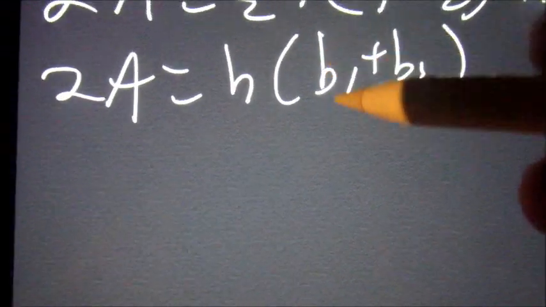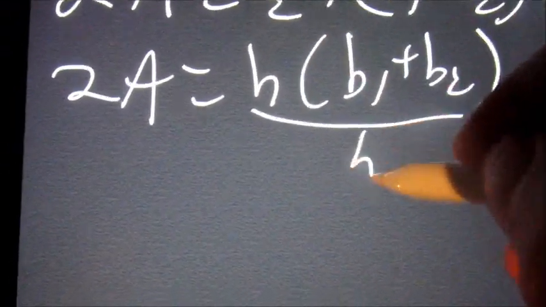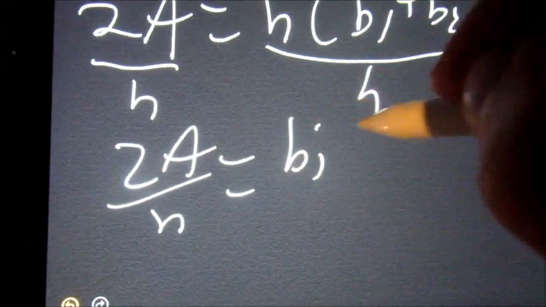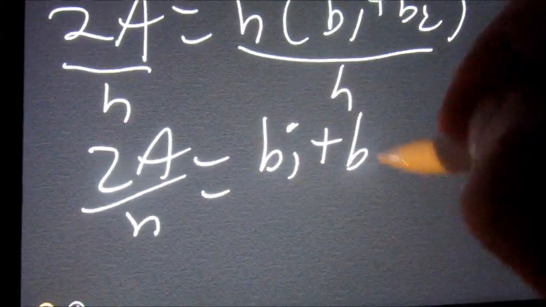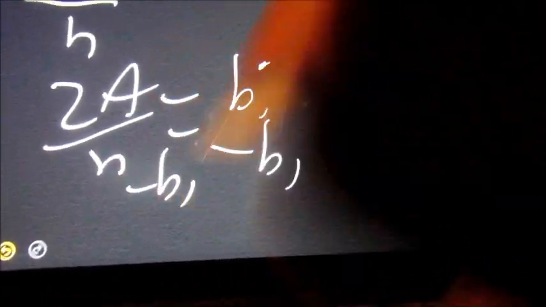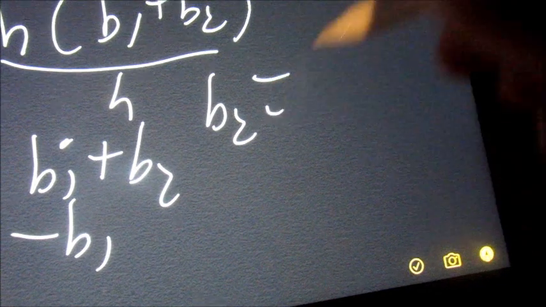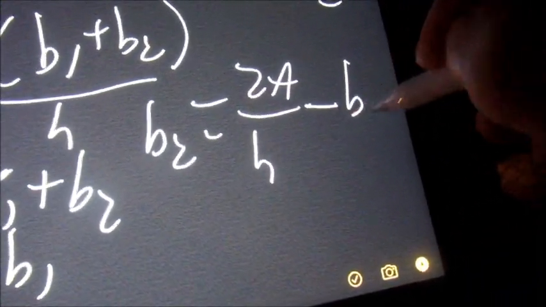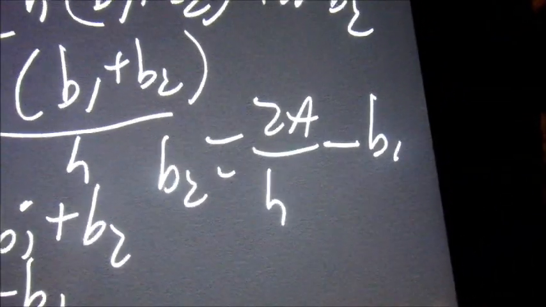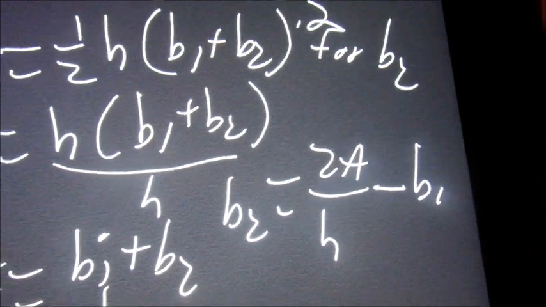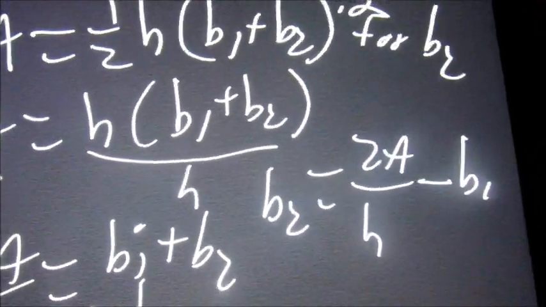And now we're going to get rid of the H. Divide both sides by H. So we're going to have 2A over H equals B1 plus B2. Now if we subtract the B1 from both sides, we're going to have that B2 equals 2A over H minus B1, like this. This is, I believe, one that you will have in your homework.